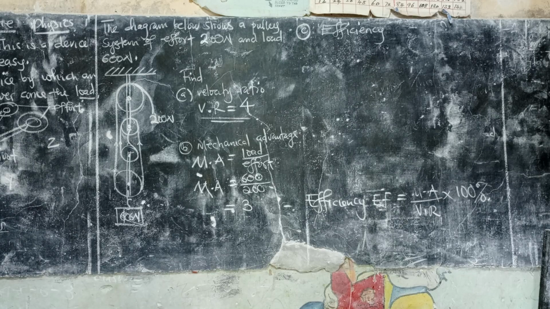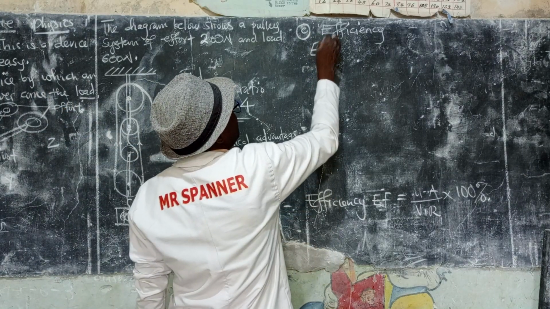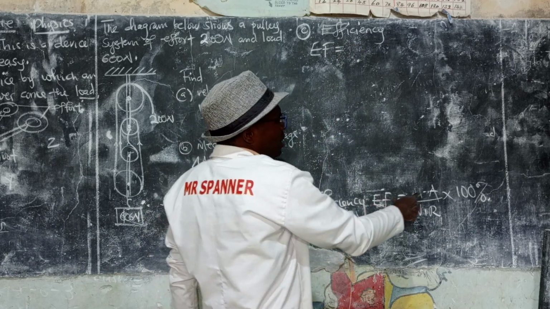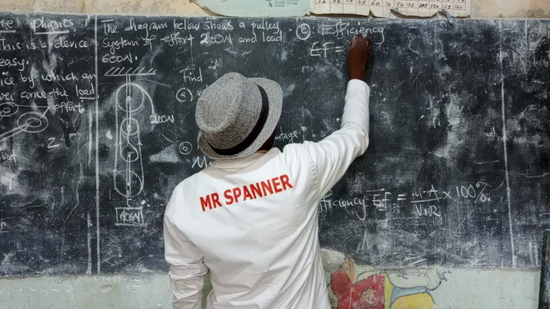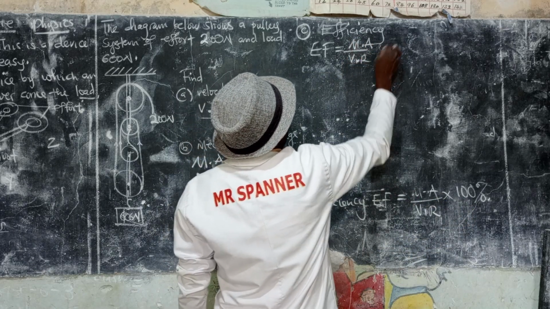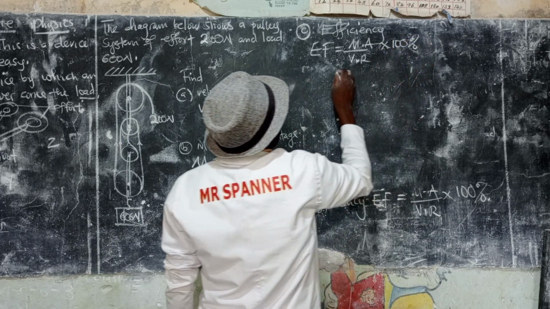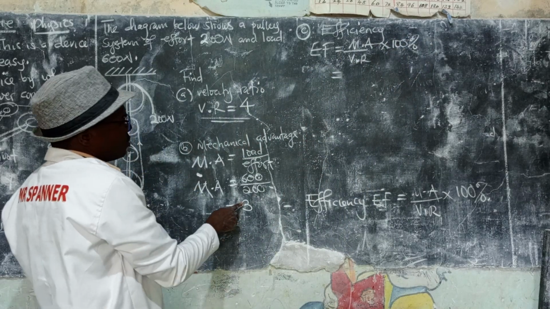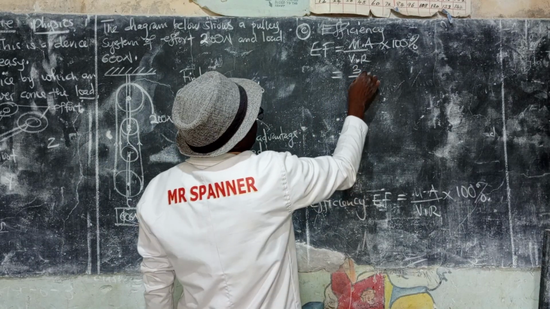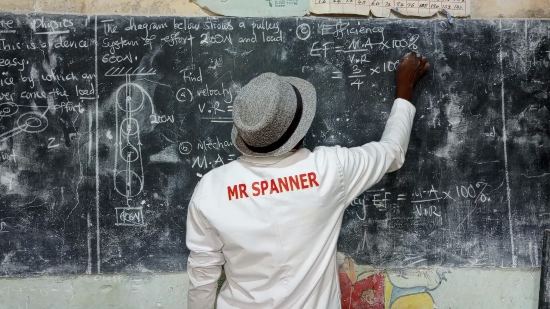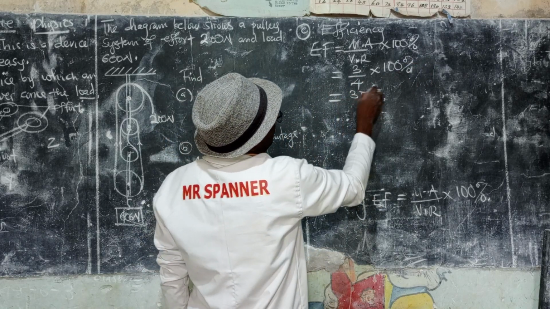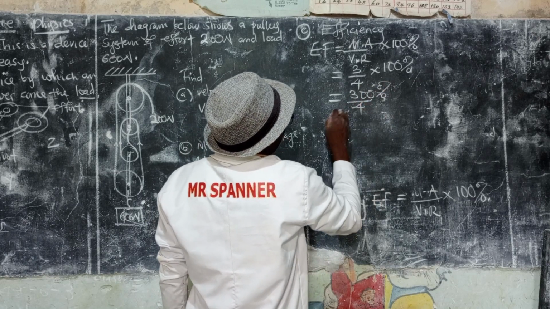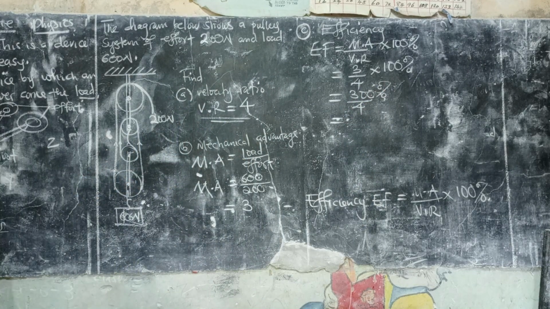Then we come back to efficiency. So efficiency, we said, is the ratio of the mechanical advantage to velocity ratio expressed as a percentage, which is 100. So MA over VR multiplied by 100%. What is the mechanical advantage? 3. So we have 3 over 4 multiplied by 100%. Which is 3 times 100, 300 percent, divided by 4. How many times can 4 go into 300?